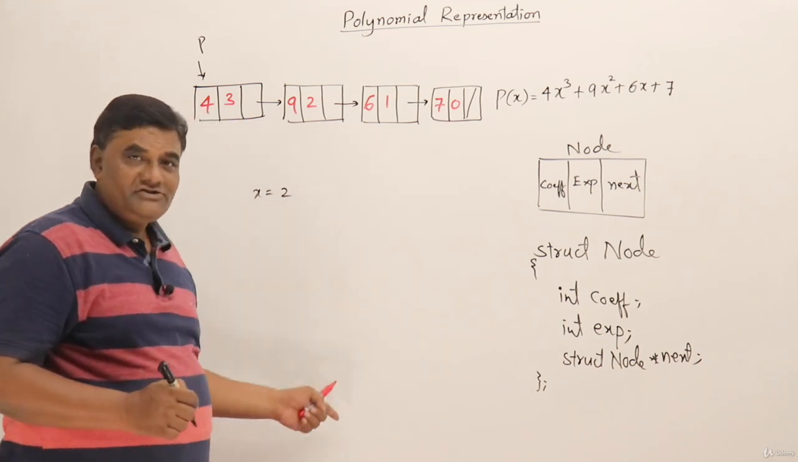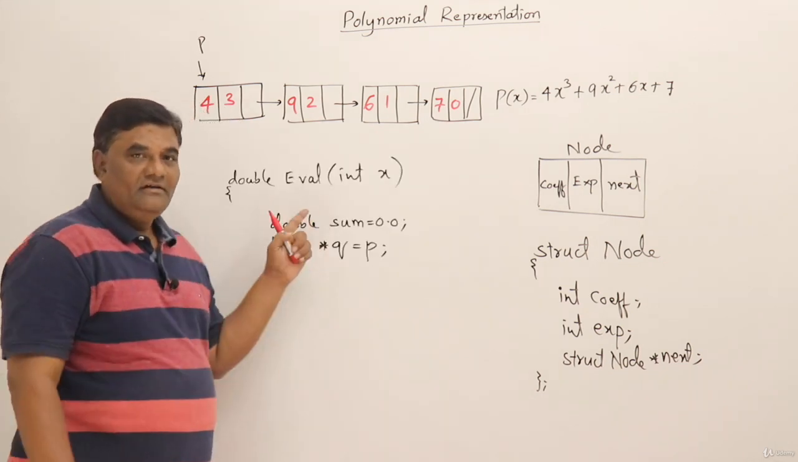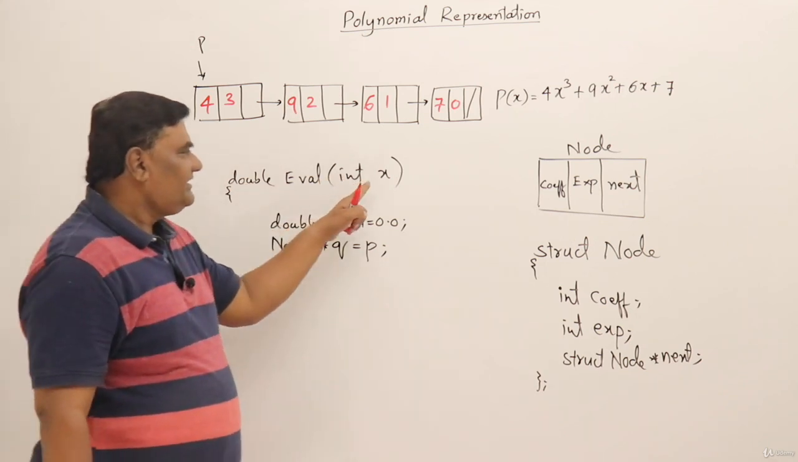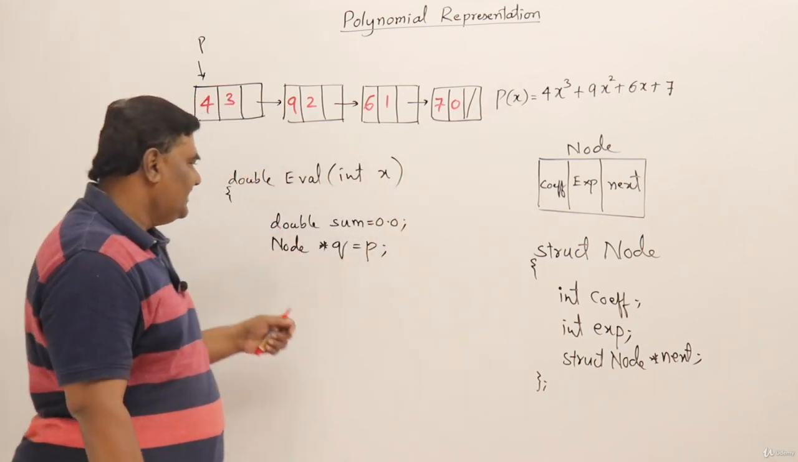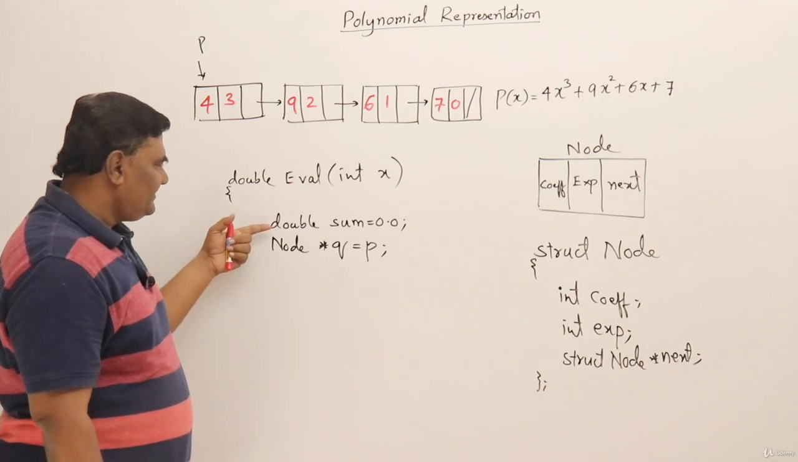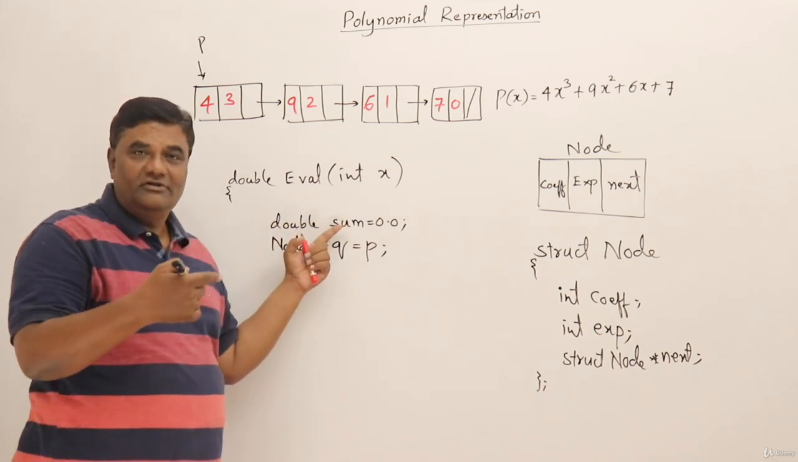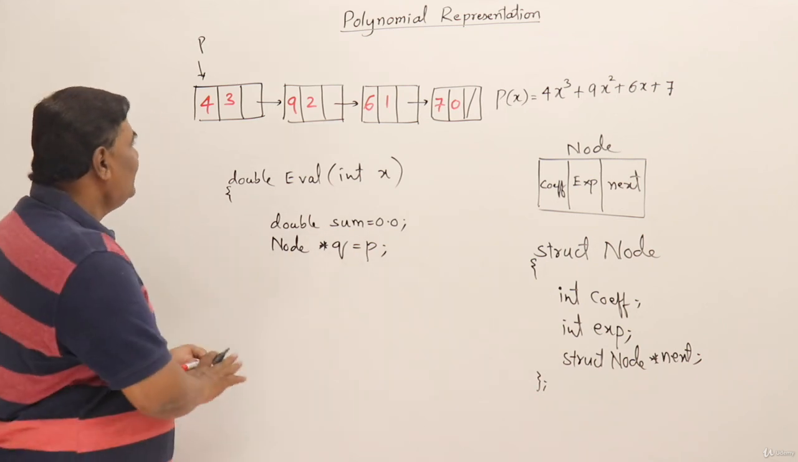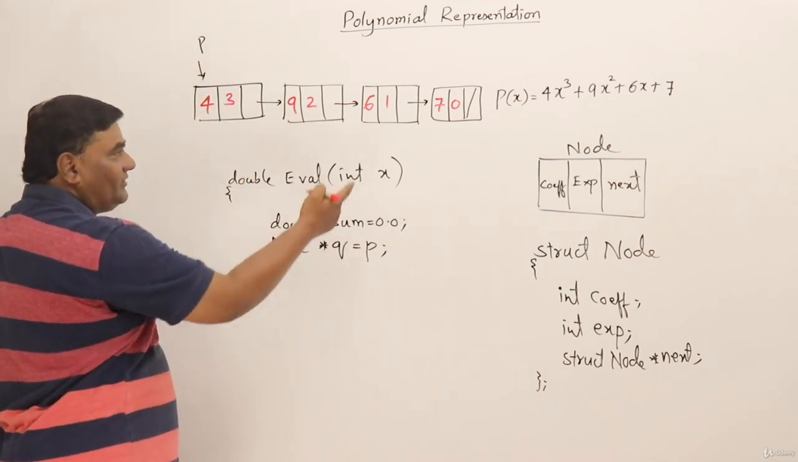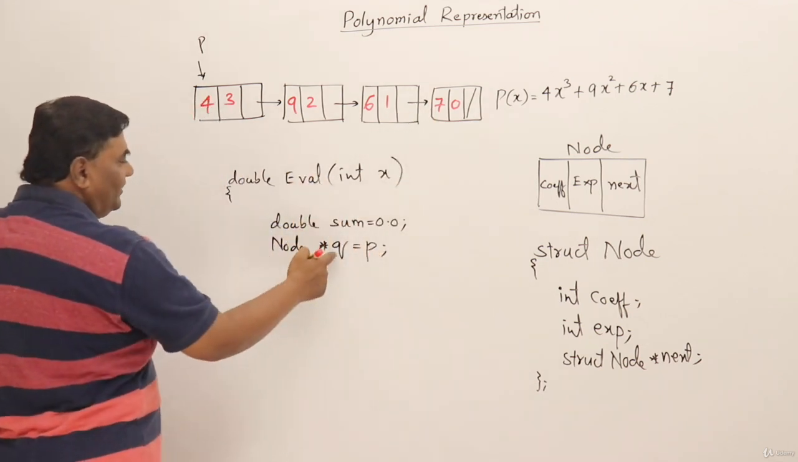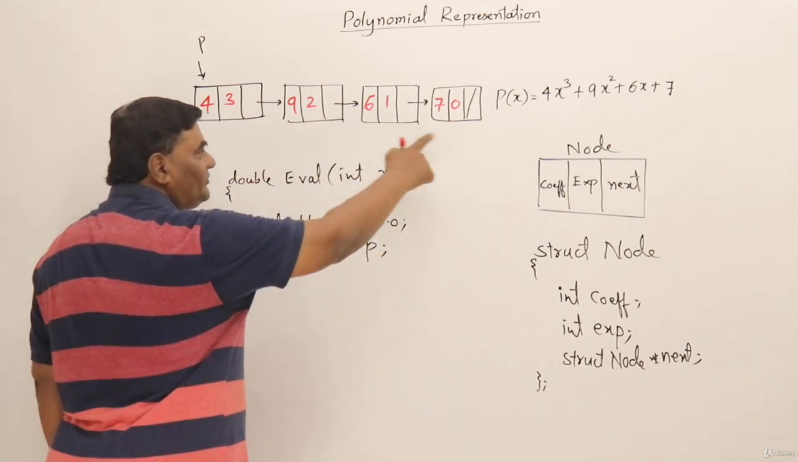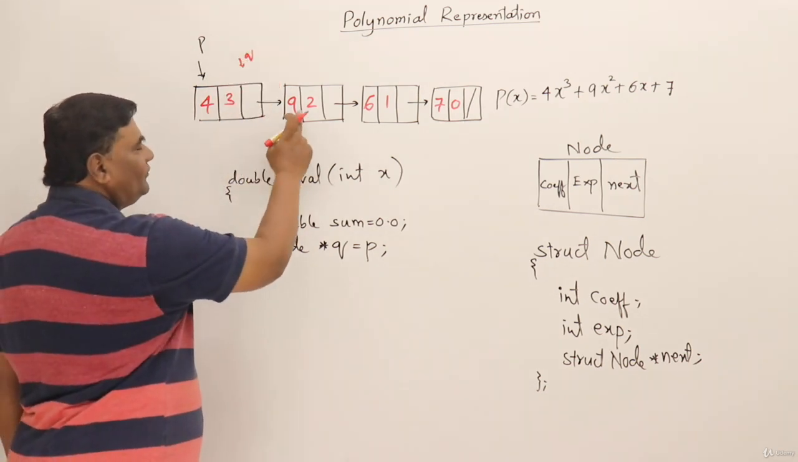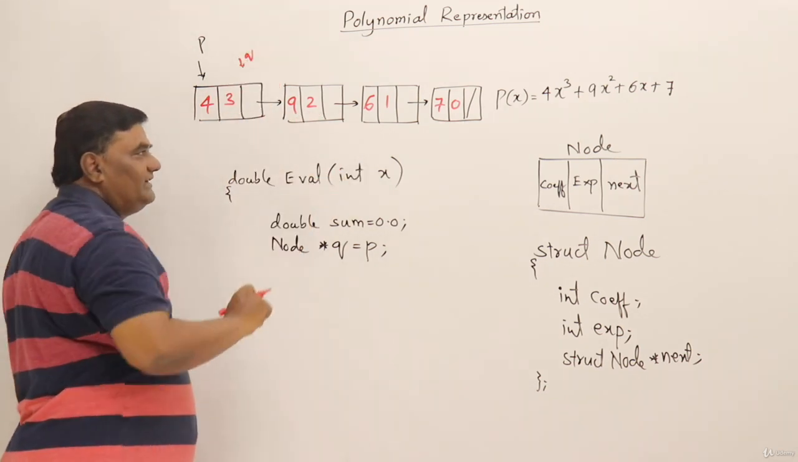So I will write a function here for evaluation. Here is the function. The function name is eval, which is taking a parameter x, the value of x. Then I have some temporary variables, that is sum, for finding the sum of all the terms. And I have taken a pointer q, that is pointing to p. I have taken the name of the first pointer as p because it is representing a polynomial. So q, I am taking it as a temporary pointer for scanning through this list. So q will be pointing here. q will be accessing a term and moving to the next term. In this way, it will scan the whole linked list.